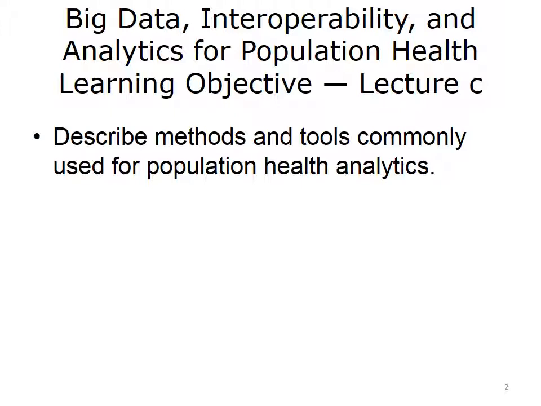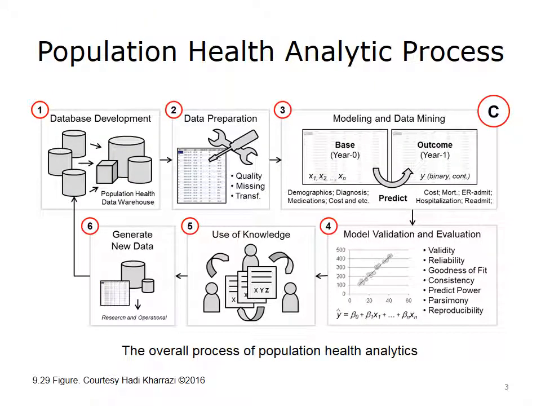This lecture discusses the common approaches used by population health analysts. This diagram shows the overall steps involved in developing analytics for population health management and risk stratification. As shown in Box 1, the first stage involves the merging of various datasets and developing a centralized or distributed population health data warehouse. The second step, depicted by Box 2, includes various processes to prepare the data for analysis, such as fixing data quality issues, deleting or imputing the missing data, and transforming the data to meet the assumptions of a given analytical approach.